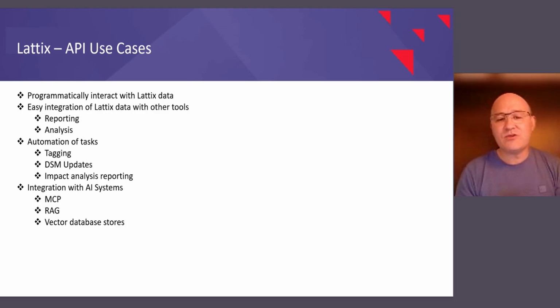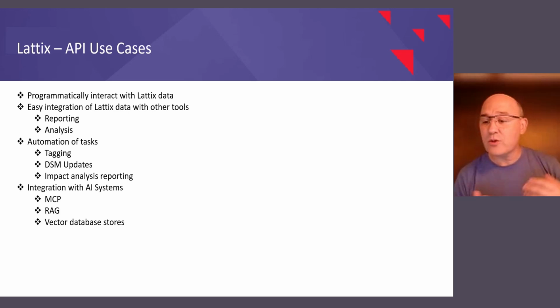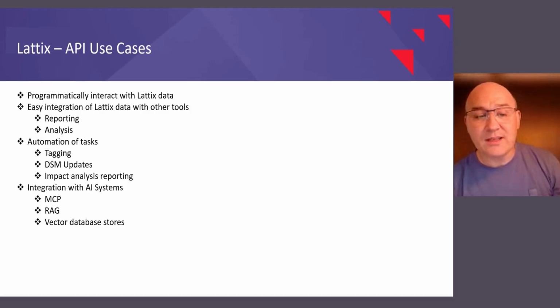So here are some use cases. If you want to programmatically interact with Lattix data, then the Python API is for you. It enables the easy integration of Lattix data with other tools, perhaps other testing tools or quality management tools, or data in the pipeline, for example, in the CI/CD pipeline in GitLab, GitHub, or Bitbucket. Perhaps you want to integrate to automate reporting, for example, of metrics, or change impact analysis, or other architectural analysis that you do with Lattix Desktop, but you now want to make this data available and socialize it with colleagues. That is another use case of the Lattix API.